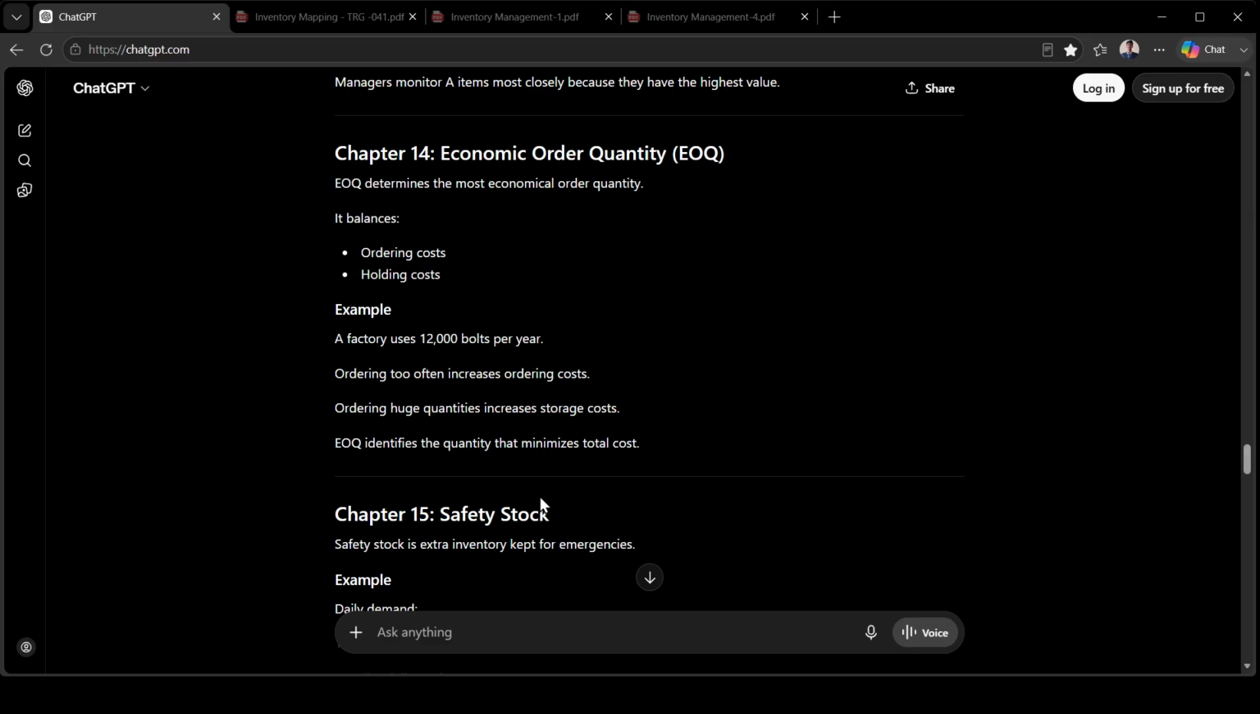Chapter 14, Economic Order Quantity. EOQ determines the most economical order quantity. It balances ordering cost and holding cost. Example, a factory uses 12,000 bolts per year. Ordering too often increases ordering cost. Ordering huge quantities increases storage cost. EOQ identifies the quantity that minimizes total cost.